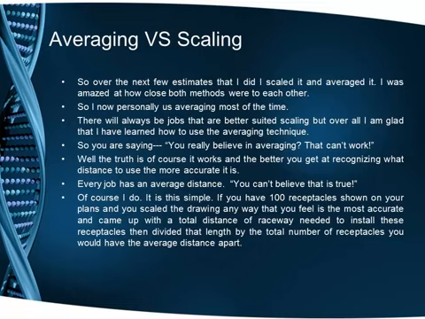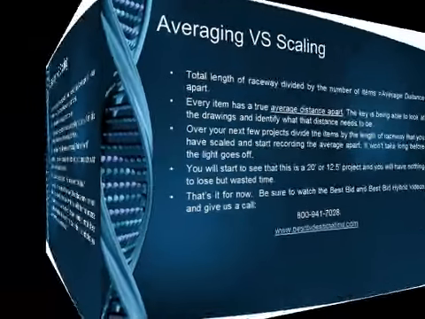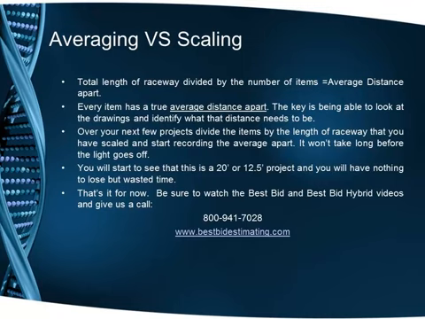It is this simple. If you have 100 receptacles shown on your plan and you scaled the drawing any way that you feel is the most accurate, and came up with a total distance of raceway needed to install these receptacles, and then divided that length by the total number of receptacles, you would have the average distance apart. Total length of raceway divided by the number of items is equal to the average distance apart. Each item has a true average distance apart. The key is being able to look at the drawings and identify what that distance needs to be.